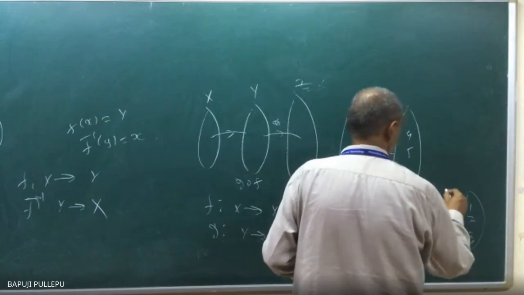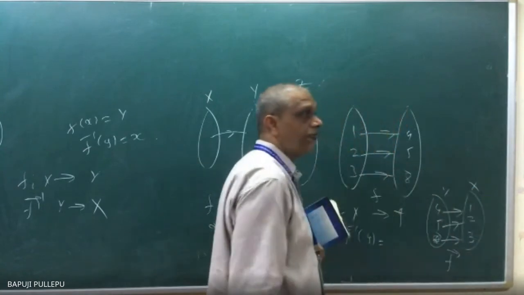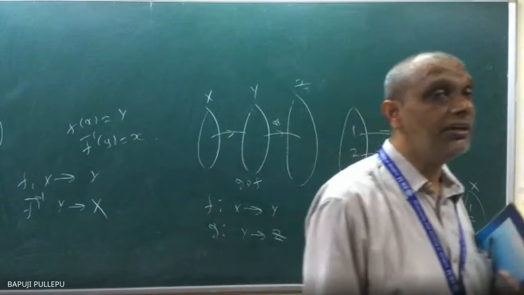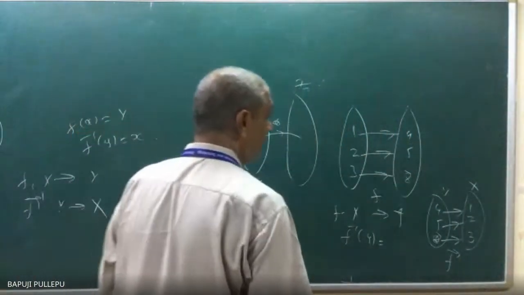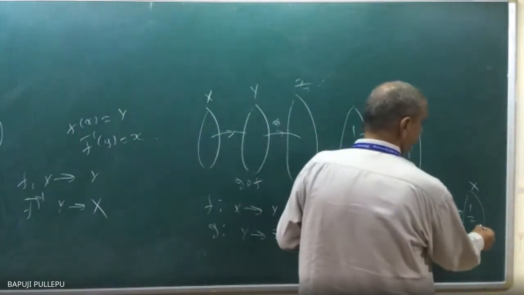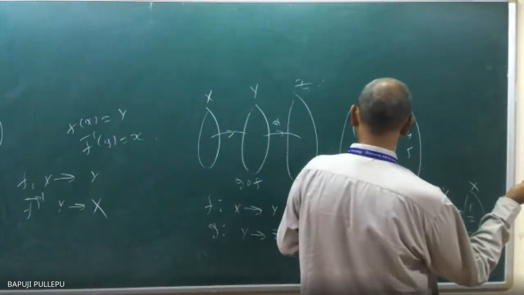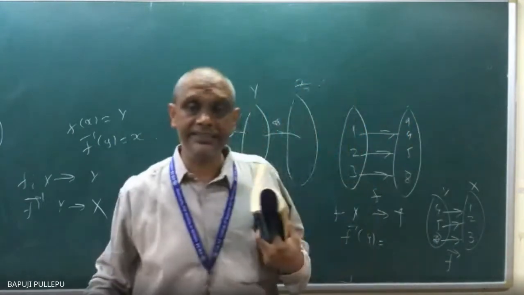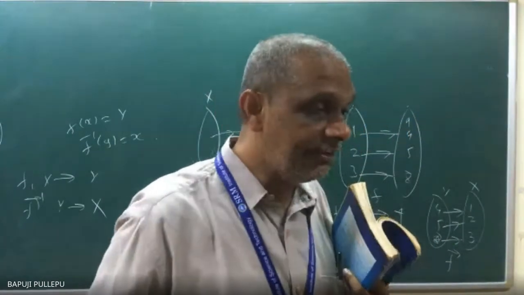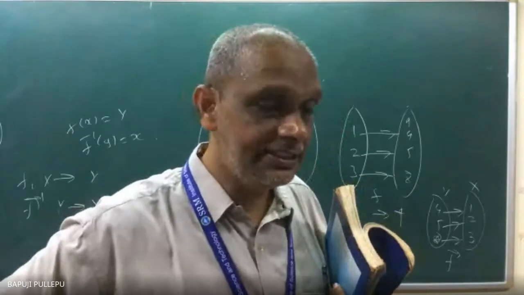F inverse is equal to y to x. If you want to find the inverse, what should it be? It should be bijective, otherwise it cannot. Suppose I leave some element here freely, where is my function? Suppose 9 is here. F can exist, but can F inverse exist? Tell me, is it possible?